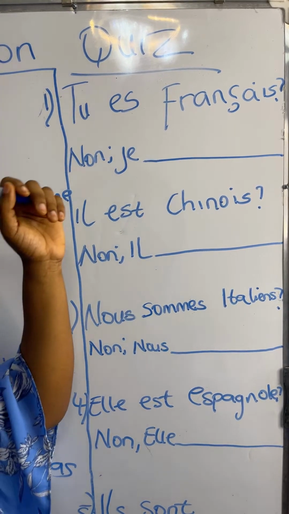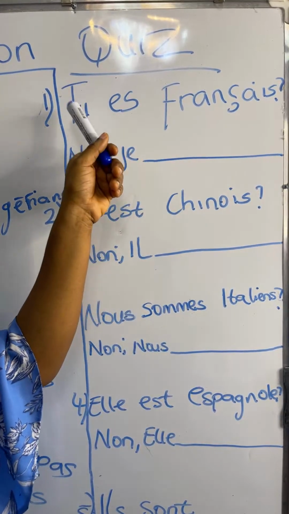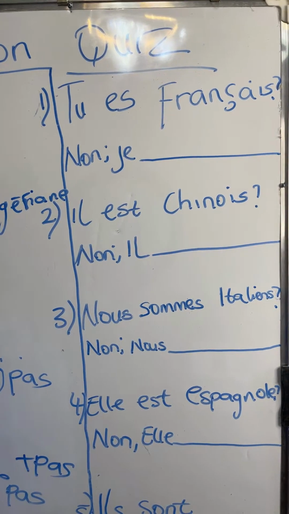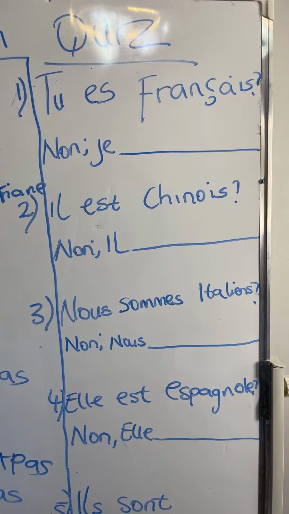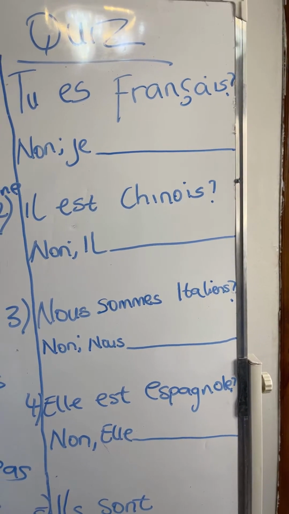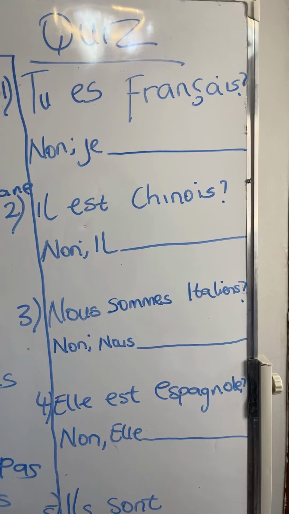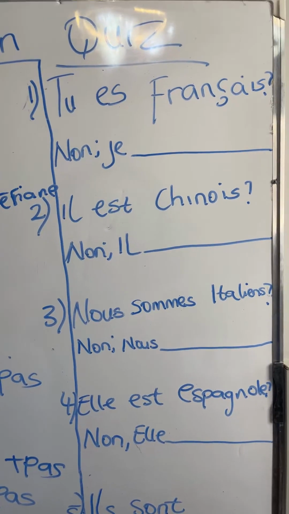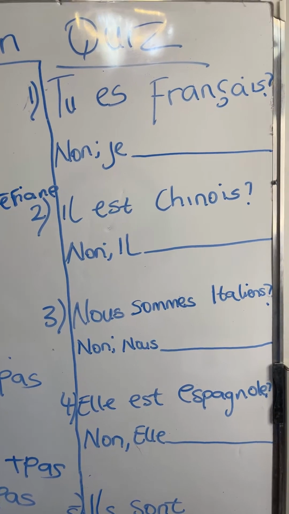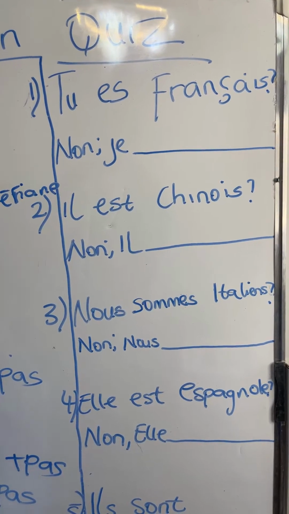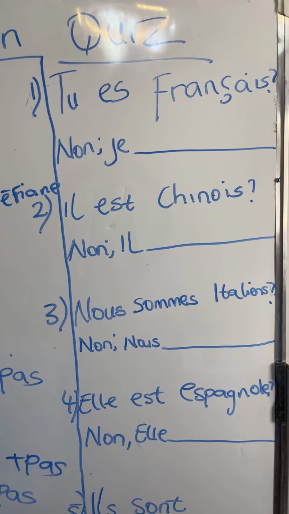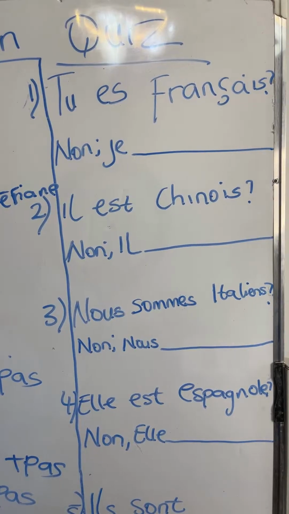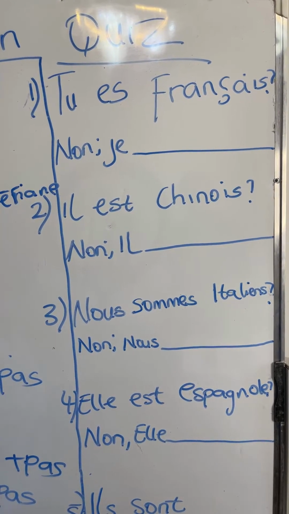So the first one we have is "tu es français". "Tu es français", meaning you are French. "Tu es français", you are French. So what is the negation? Okay, perfect now. Okay, thank you for your responses. Okay, so "tu es français" is you are French. So what is the negation? So how do we say you are not French?